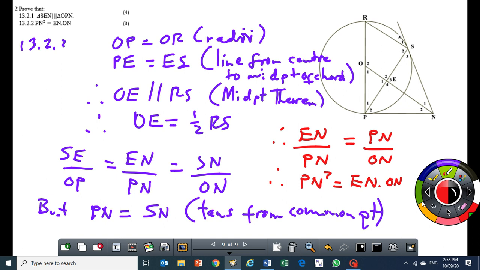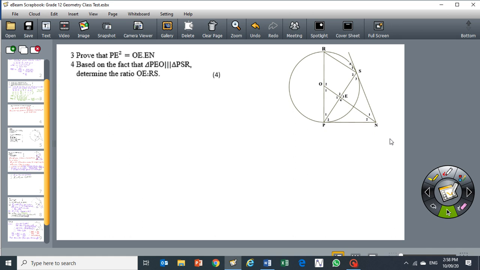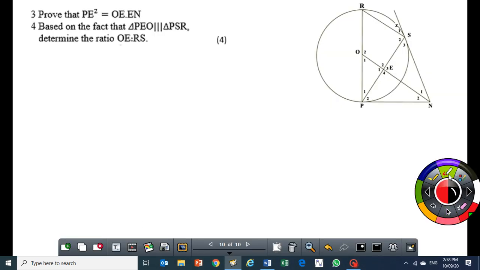Alright, I'm realizing that this part here of the midpoint theorem for this question was not necessary, but I'm going to use it later. If you just said it's perpendicular from right angle vertex to hypotenuse. For which part? That we want to prove here, that this one here, PE squared is equal to OE times EN. Do you know that from these lengths here, you can identify the triangle?